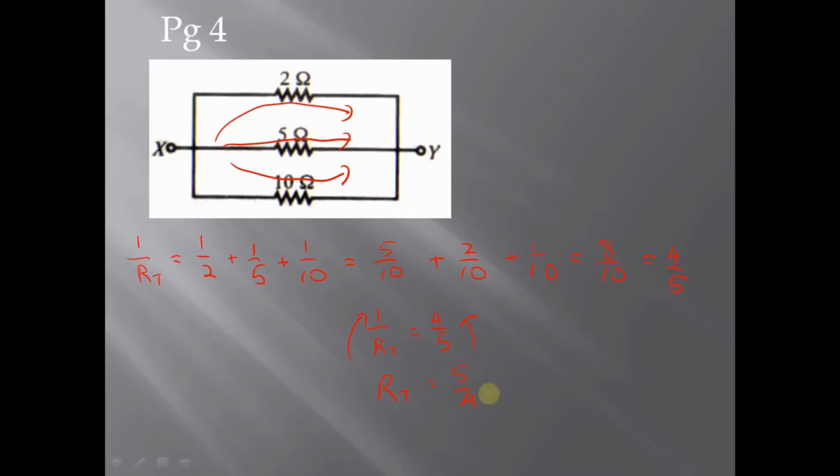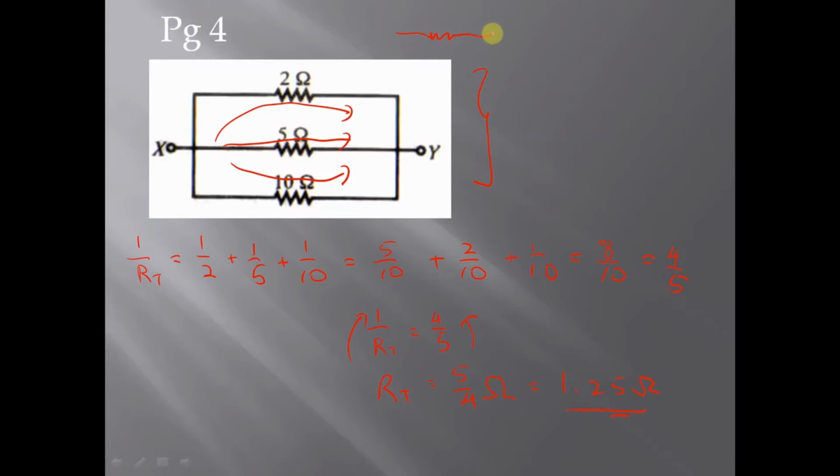Okay, so you can leave it in term of fraction, tak ada masalah. Kalau you tak nak, you boleh buat dalam bentuk perpuluhan, 1.25 ohm. So that's the answer. Same thing, you see, kalau kita cuba cantumkan secara bersiri, maksudnya apa?